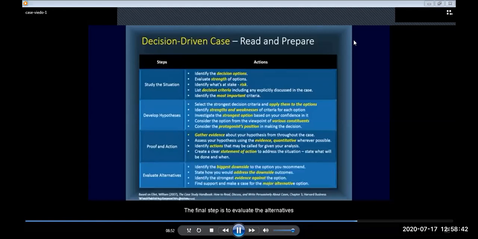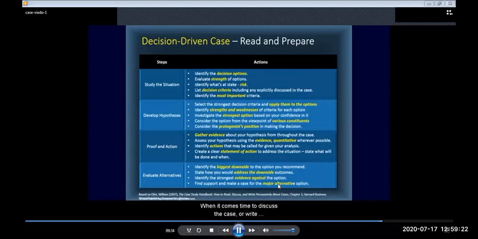The final step is to evaluate the alternatives. Here, you are going to challenge your chosen option by finding the biggest risks and downsides to your recommendation. Then, you turn around and describe how you would handle the risks and downsides. Next, you identify the strongest evidence against your option, to be aware of how others might criticize your plan. Finally, take the position of advocating for the major alternative hypothesis and find support for it.